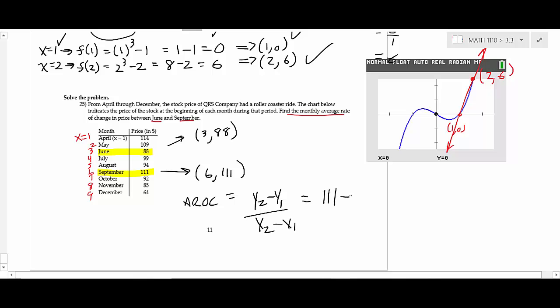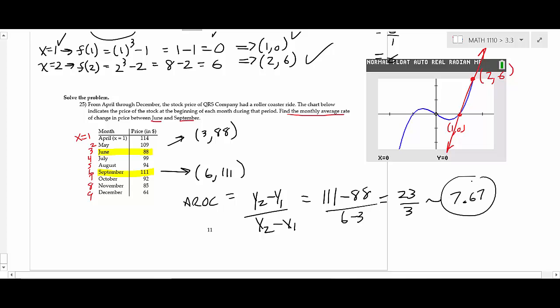So you would do 111 minus 88, and then you would do 6 minus 3. Okay, and we might use a decimal on this. We'll just see how it turns out. So 111 minus 88 is 23 over 3 like that. Now we're talking about price, so it's probably a good idea on this to go ahead and just change this to a decimal. So if I do 23 divided by 3, that would round to about 7.67 would be approximately average rate of change. So that's the idea. So you don't have to be given a function necessarily. You can be given pieces of data and figure that out the same way. So that's the idea, okay?